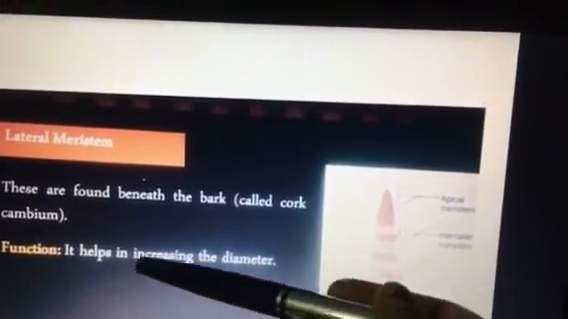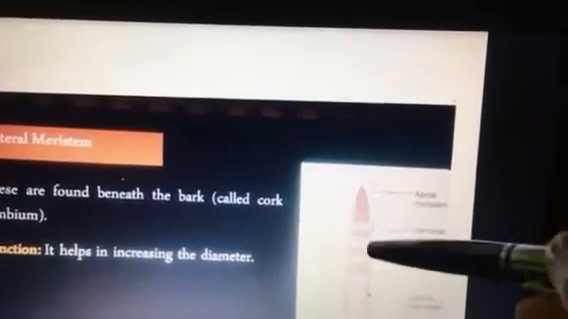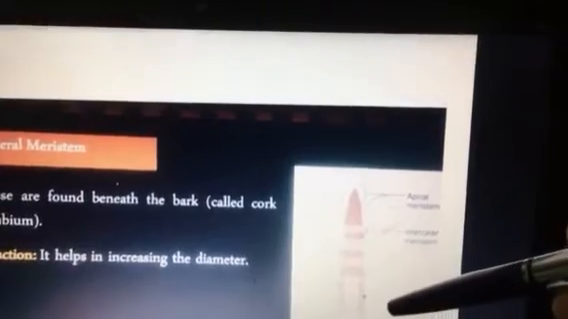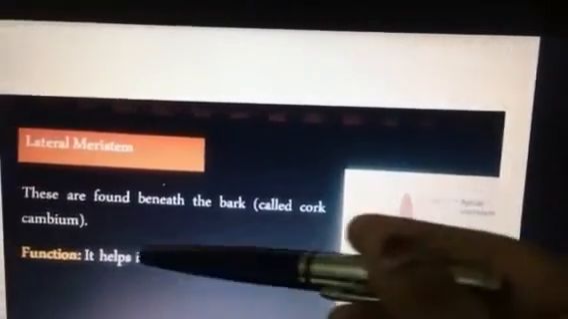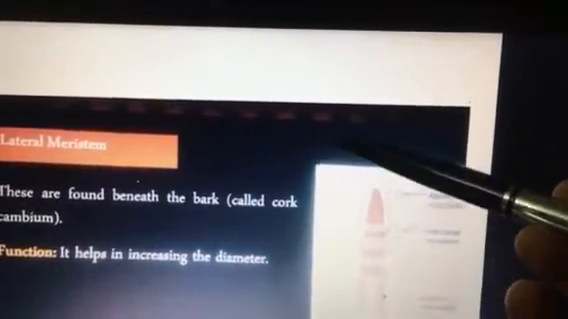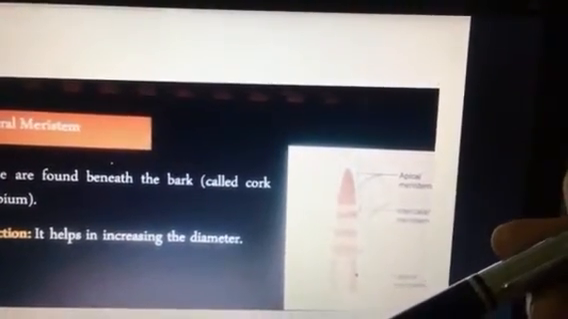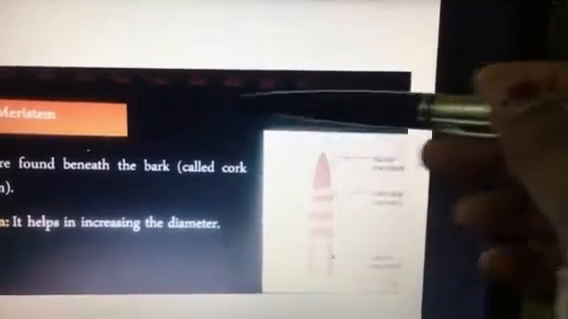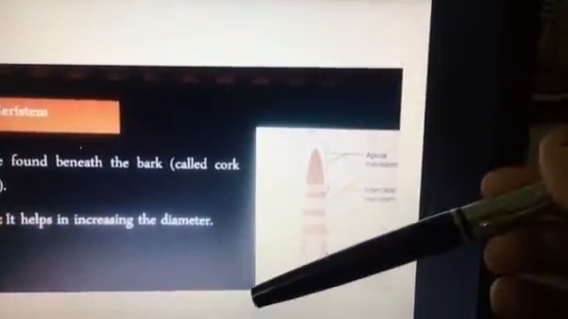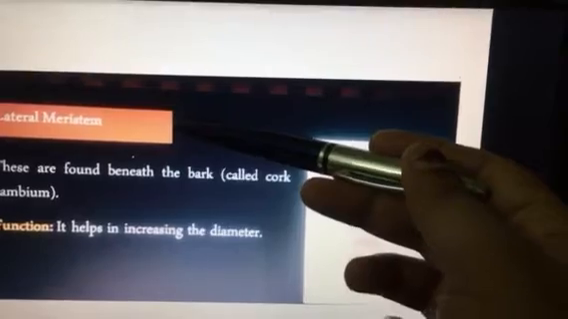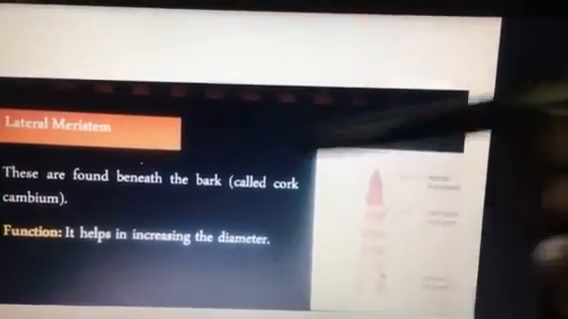Function is to help in increasing the diameter, that is the thickness of the stem or the plant. These are found beneath the bark, just below the epidermis. When you look closely at the diagram given in your book, you will see that there is epidermis, and just below it the layer is responsible for the continuous division, and it has the little meristematic cells.